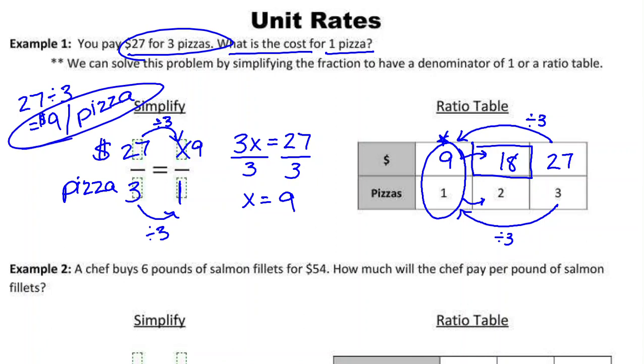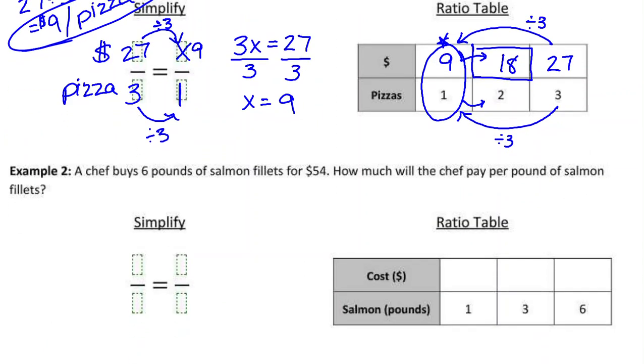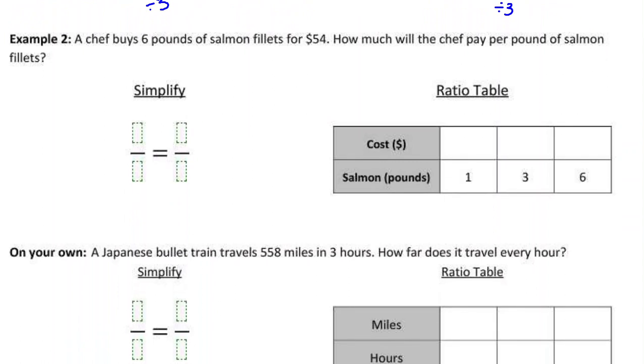So there's always more than one way that you can solve these unit rate problems, and not one of them is right and not one of them is wrong. You just need to be able to defend why you're doing it that way.